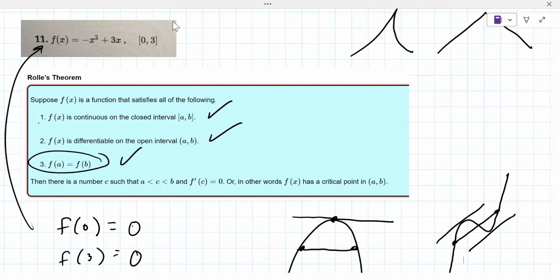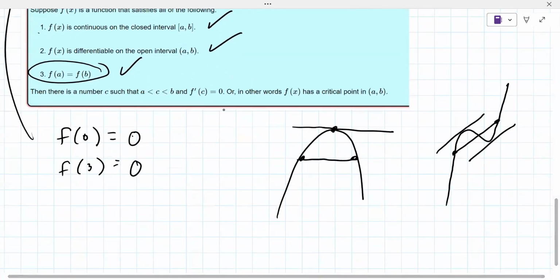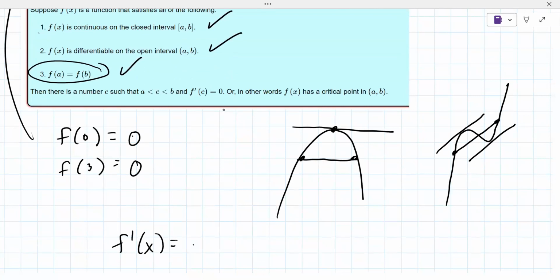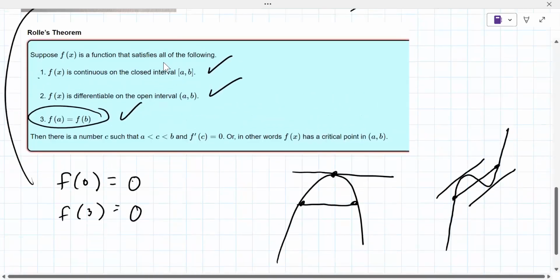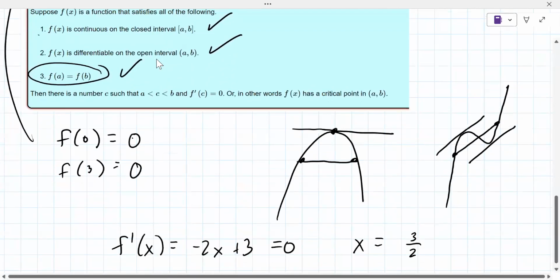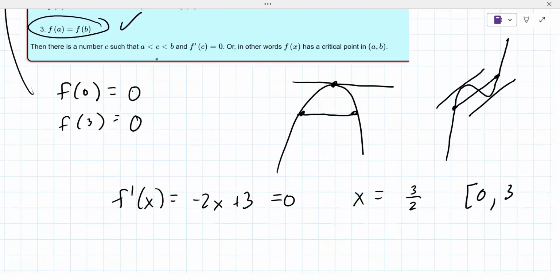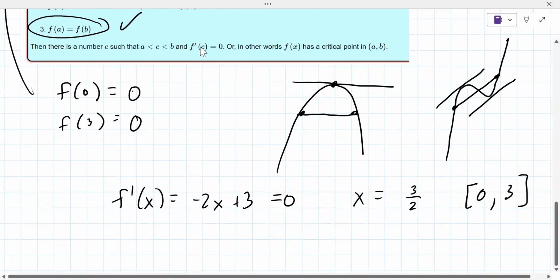Negative 2x plus 3. And so you set that equal to 0. And you end up getting x equals 3/2. And you check to make sure it's in the interval. Like, is it between 0 and 3? Wouldn't it be negative 3/2? Because you bring the. Or no. Yeah, okay.